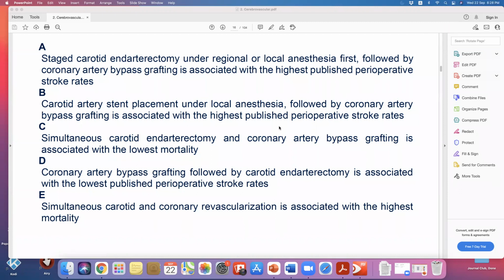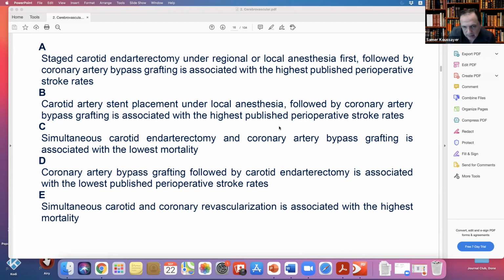D: Coronary artery bypass grafting followed by carotid endarterectomy is associated with the lowest published perioperative stroke rate. You say after, it will be high, and no one will do it after. Okay. Simultaneous carotid and coronary revascularization is associated with the highest mortality. So it's supposed to be E. Yes, this is the right answer.